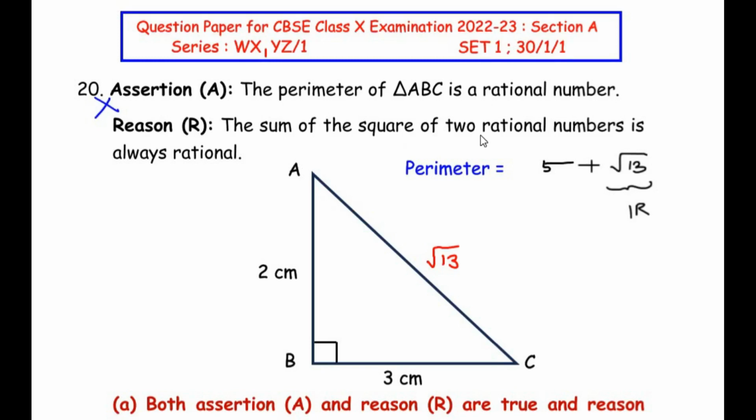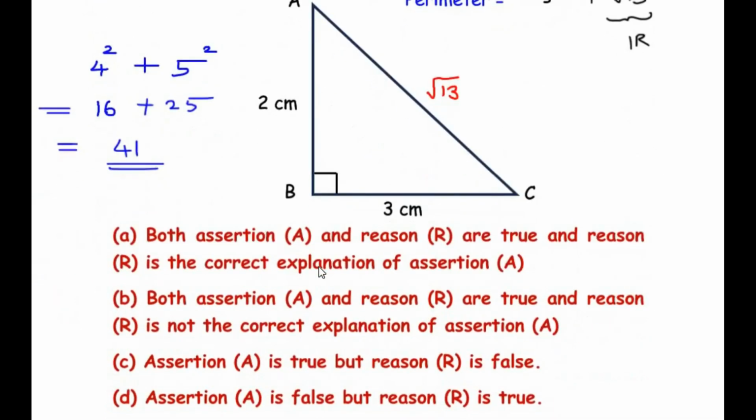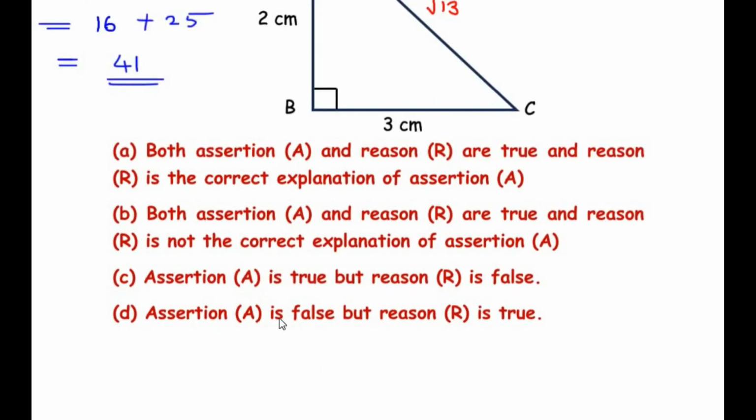So let us take any two rational numbers. So let us take it as 4 and 5, and we have to square them and then we have to add them. That is sum of square of two rational numbers. So 4 square is going to be 16 plus 5 square is going to be 25, and when we add these two numbers we are going to get a number as 41, which is again a rational number. So the reasoning is correct, but the assertion statement is incorrect. So here our option is going to be D. That is, assertion is false but reason is true.